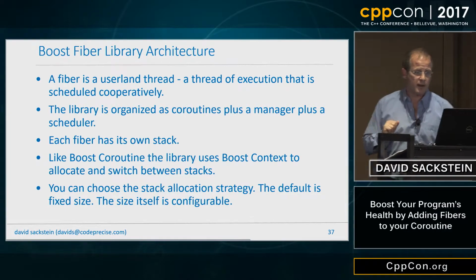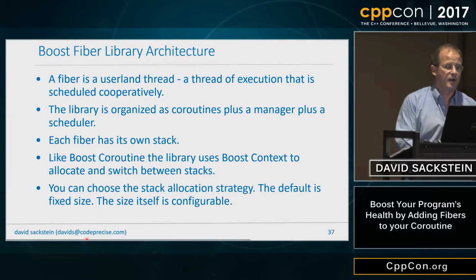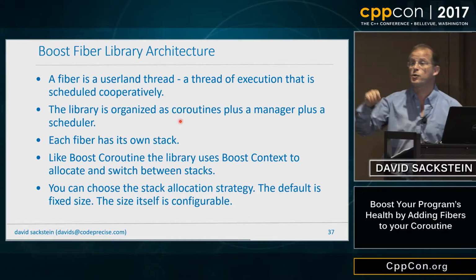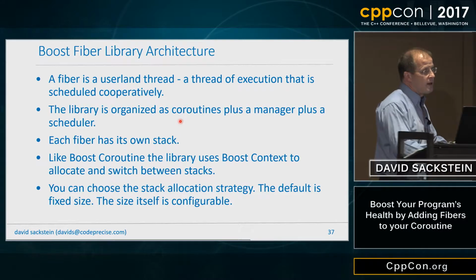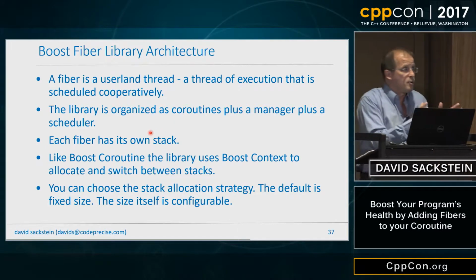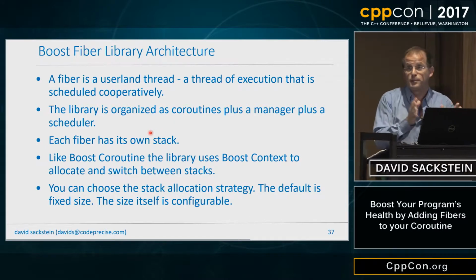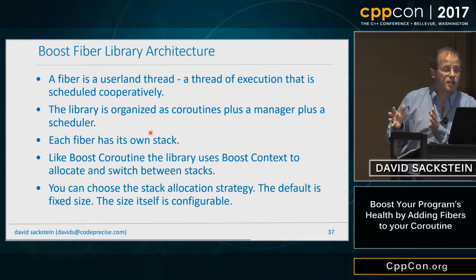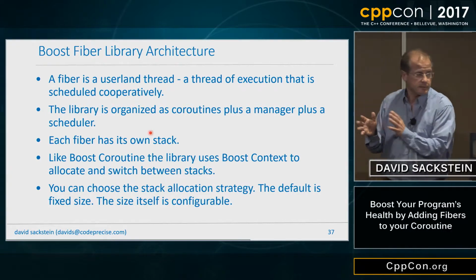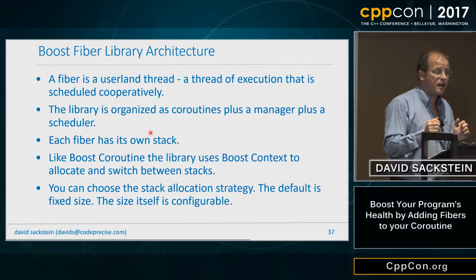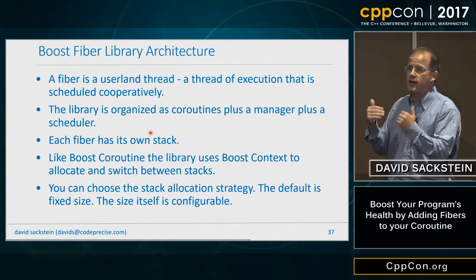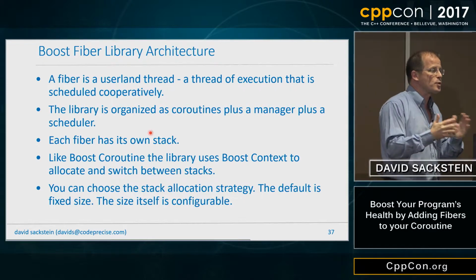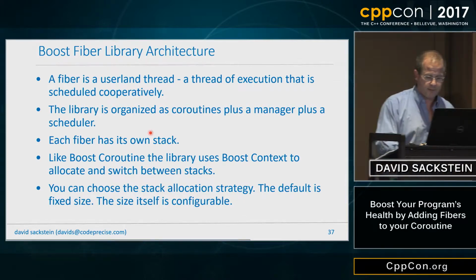So a fiber is a userland thread. It is a thread of execution that is scheduled cooperatively. That is the main difference between a fiber and a thread. The library is organized as coroutines based on Boost context, plus a manager, plus a scheduler. Each fiber has its own stack. And underneath, there is a boost context. Every fiber has a stack created for it, and there is the capability of context switching between the stacks.